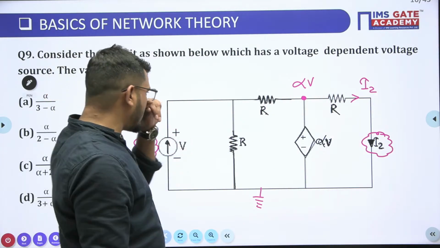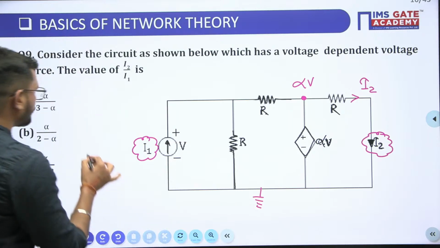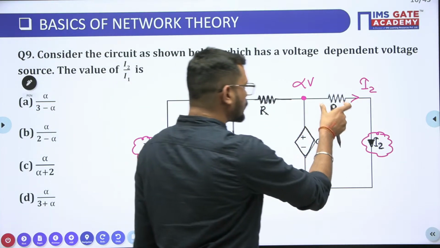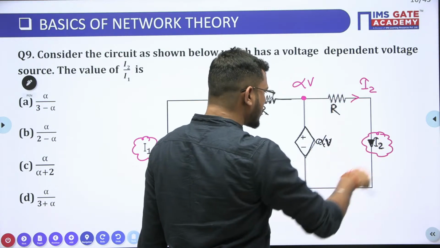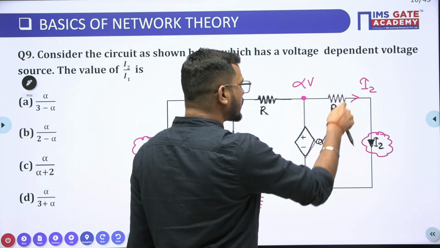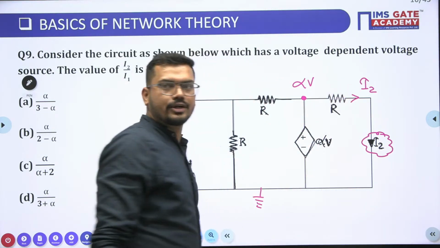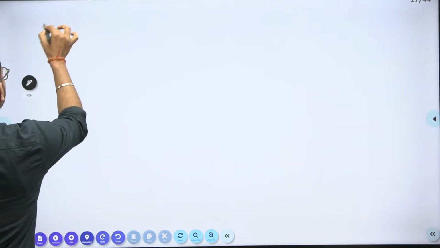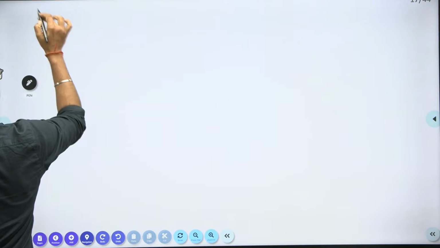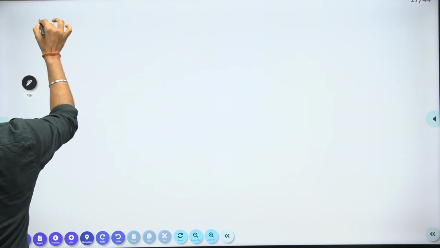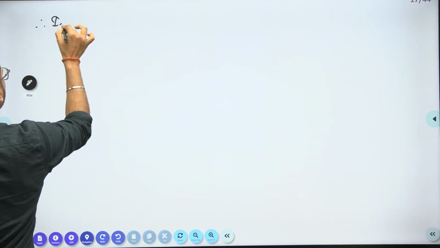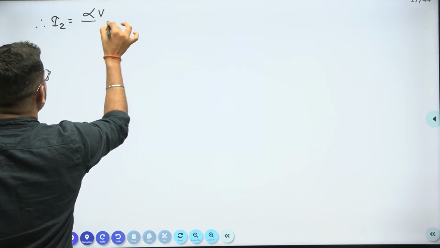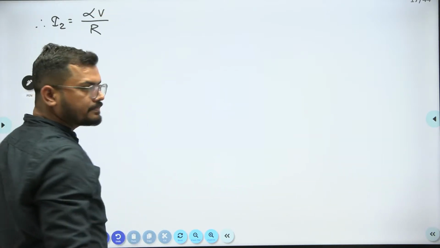So it's very simple again. We can write, sir, I2 is the current through this resistor, and the voltage across this resistor is alpha V. That's why alpha V by R is the I2. Is it clear? So I'm writing here I2 is equal to alpha V by R.